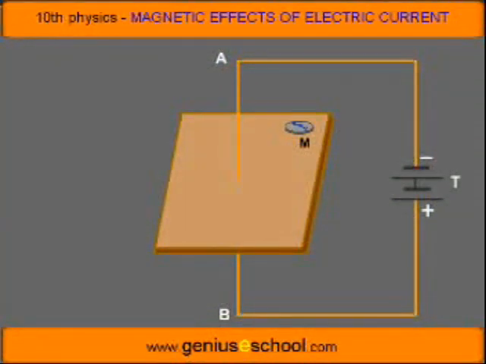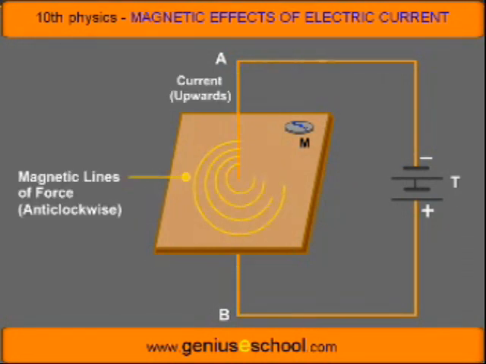Pattern due to a straight current carrying wire. We have a straight vertical wire or conductor AB which passes through a horizontal cardboard sheet C. The ends of the wire AB are connected to a battery through a switch. When current is passed through wire AB, it produces a magnetic field around it. This magnetic field has magnetic field lines around the wire AB which can be shown by sprinkling iron filings on the cardboard C.